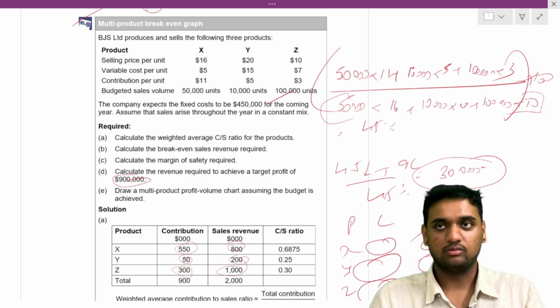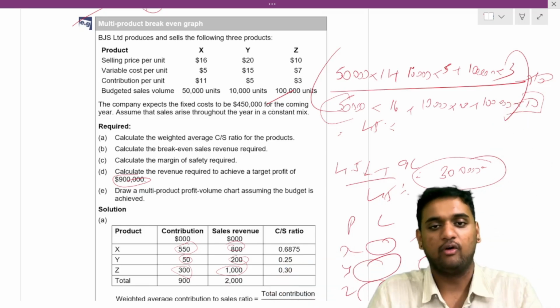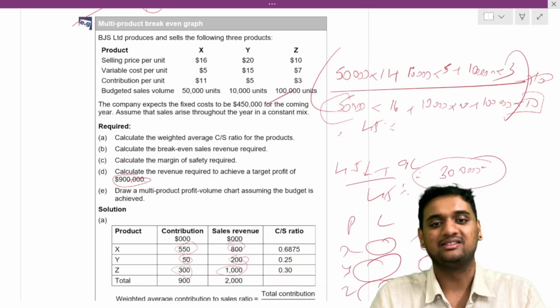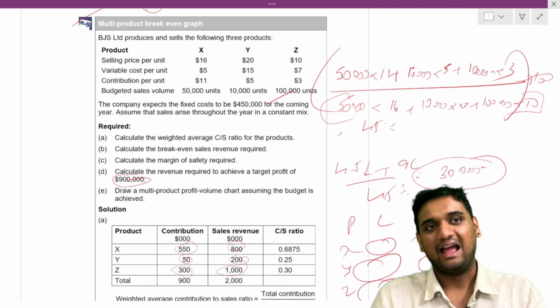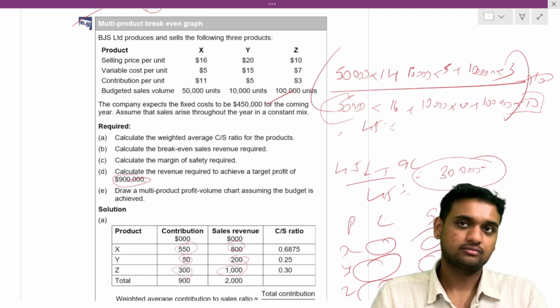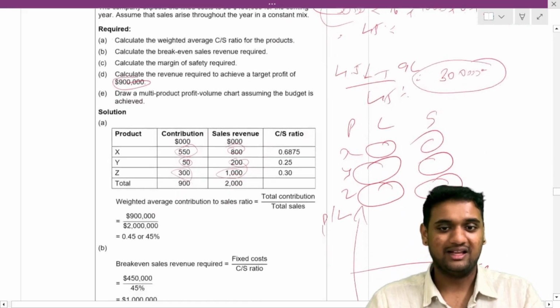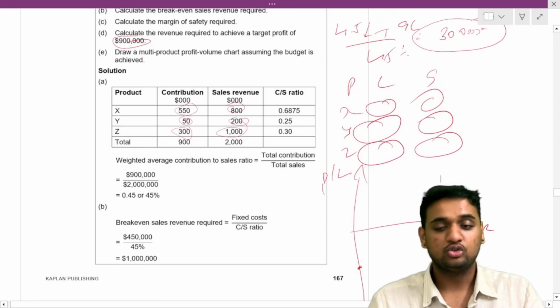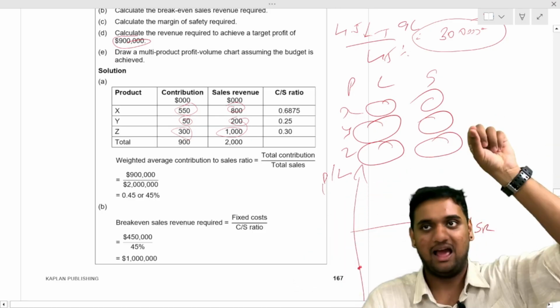Now we have to find two things. One is sales amount, revenue, and one is profit or loss. Profit we found out to be 1 lakh. What is sales revenue? 50,000 into 16, that is 8 lakhs. So sales revenue is 8 lakhs and profit is 1 lakh.